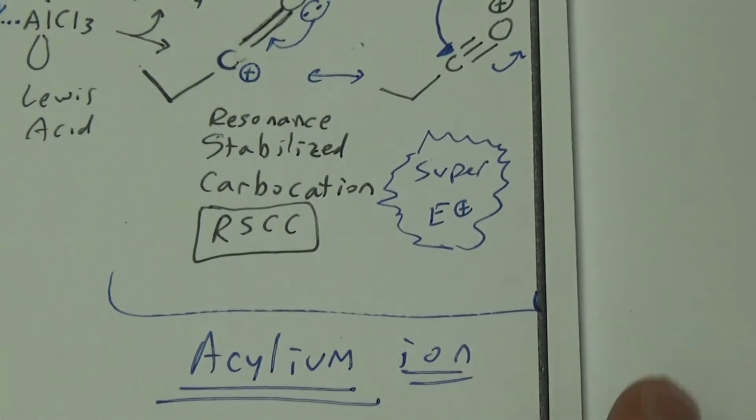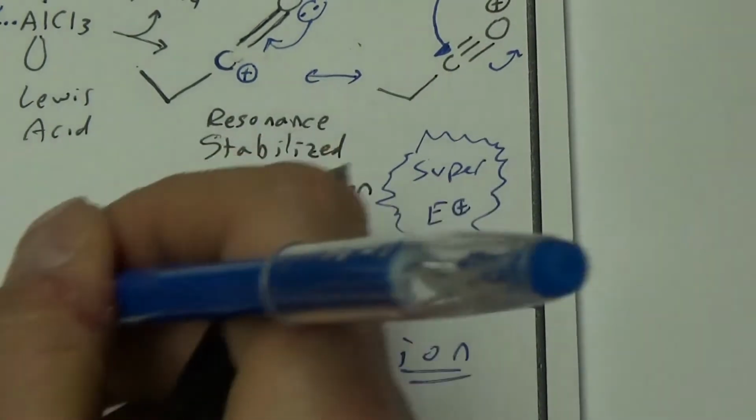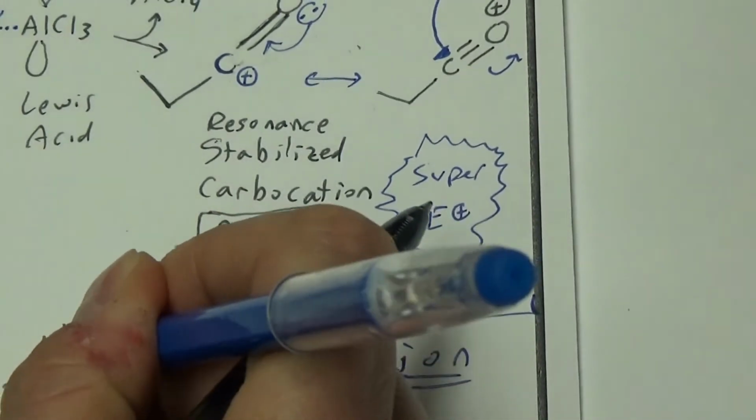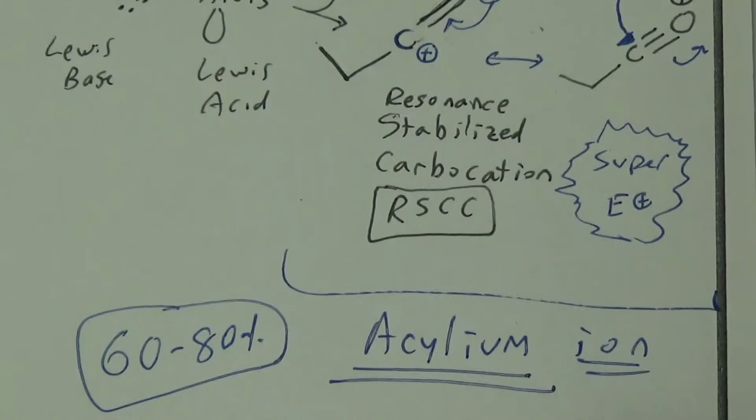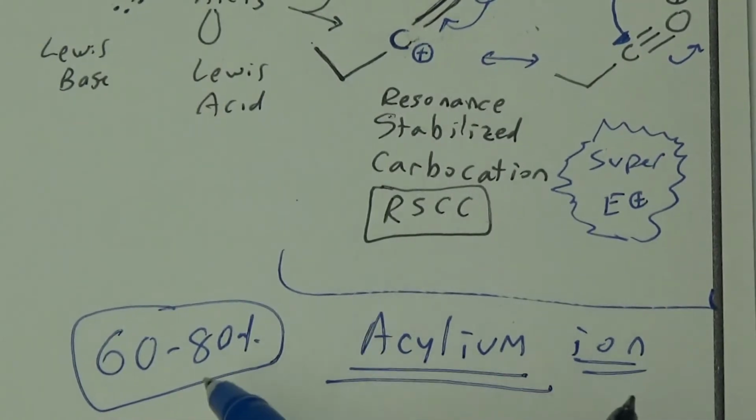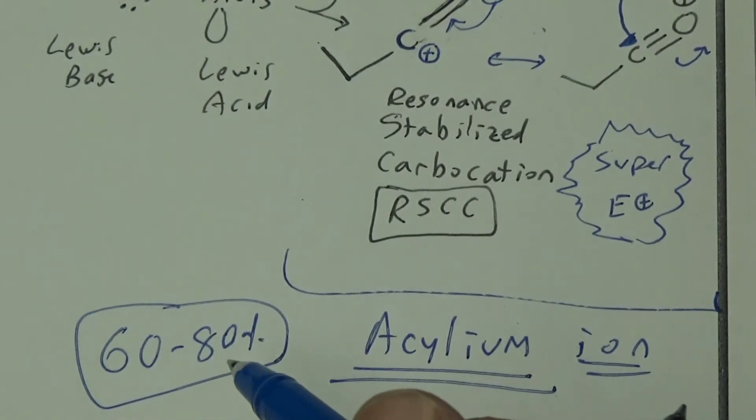All right, cool. And the yield is great. It's like 68–80%. So this is a very well-behaved reaction. Unlike the Friedel-Crafts alkylation, where the yield was like 20% or something like that, right? Okay.